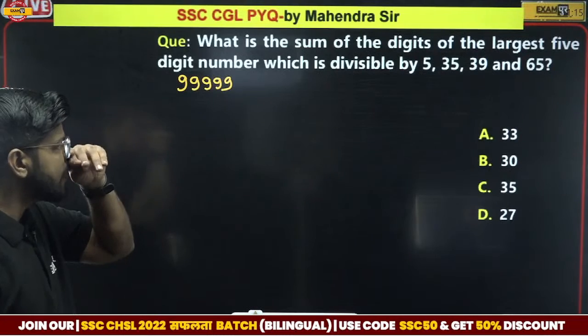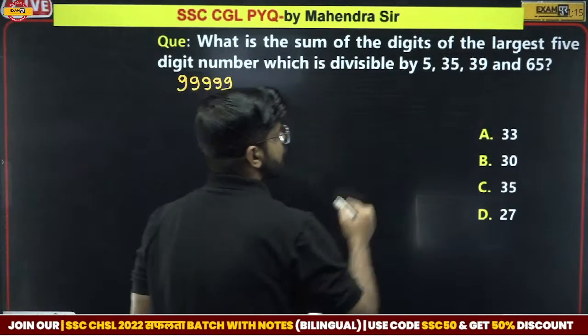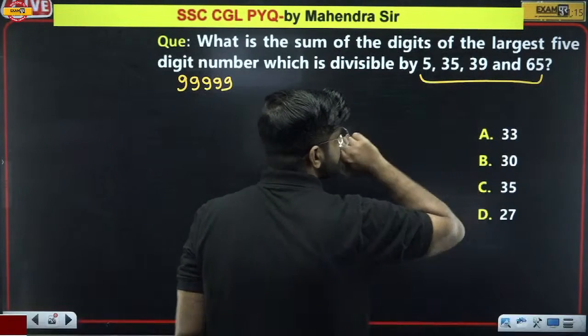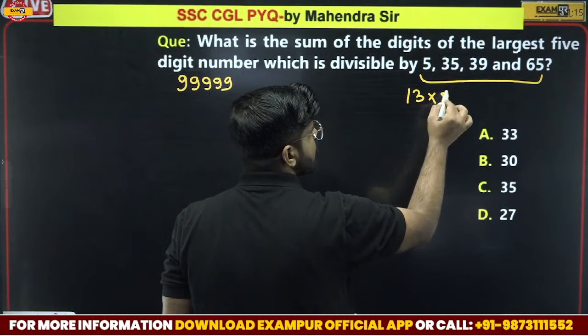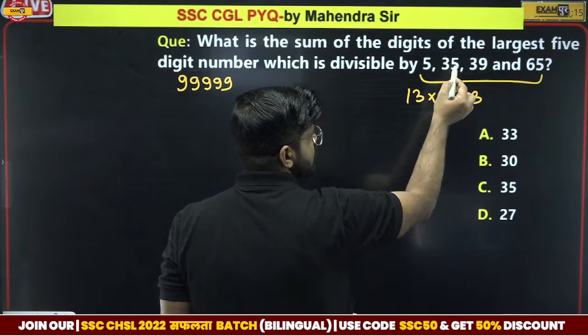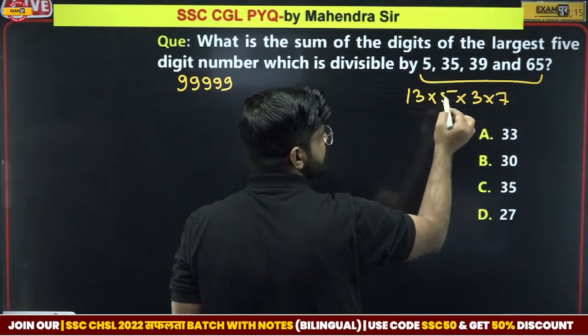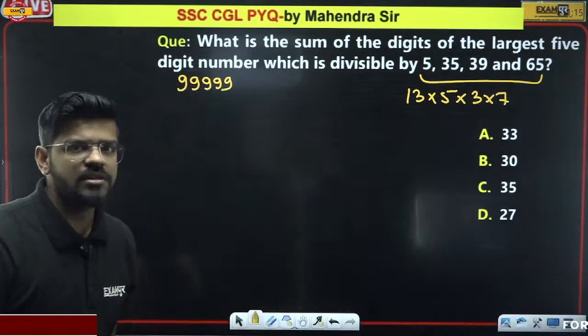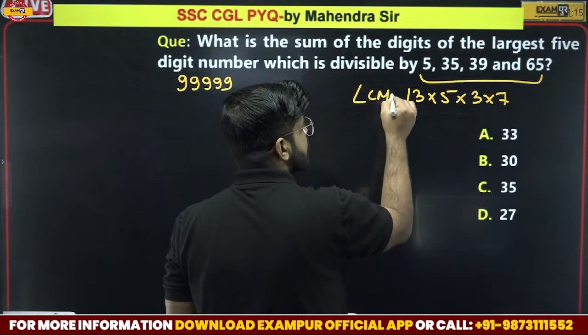But we have to calculate a number which is divisible by this. So we have to take the LCM of this. So my bigger number is what? 13 into 5. This is 13 into 3. So we have 13, we don't have 3. This is 5 into 7. So we have 5, but we don't have 7. And this is 5, we already have 5. So multiply all these and you will get the LCM.